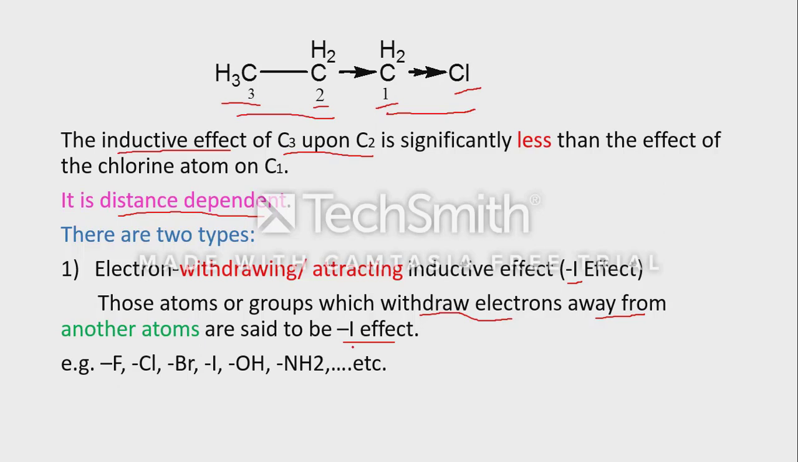The examples of such atoms or groups are fluorine, chlorine, bromine, iodine, hydroxide and amine. These groups are electron withdrawing. These groups produce a negative I effect or electron withdrawing inductive effect.